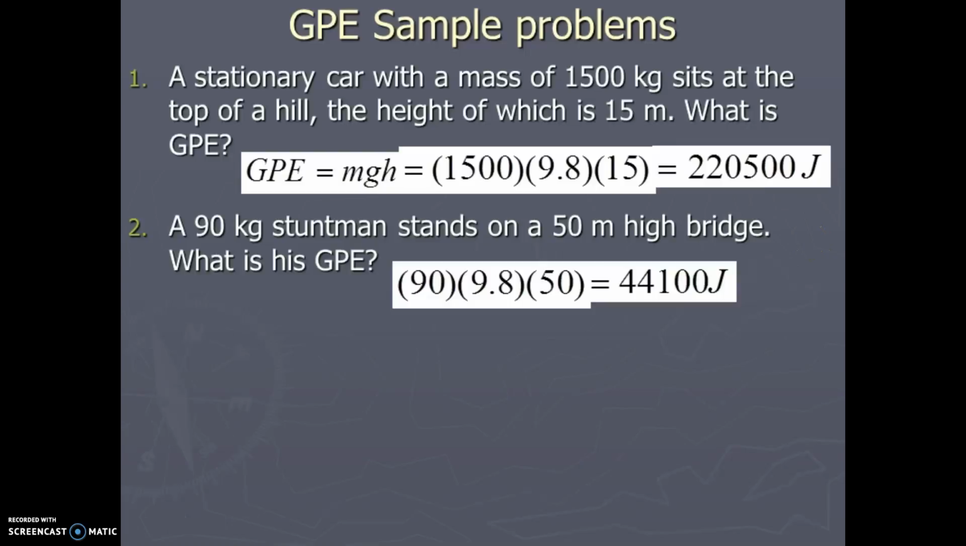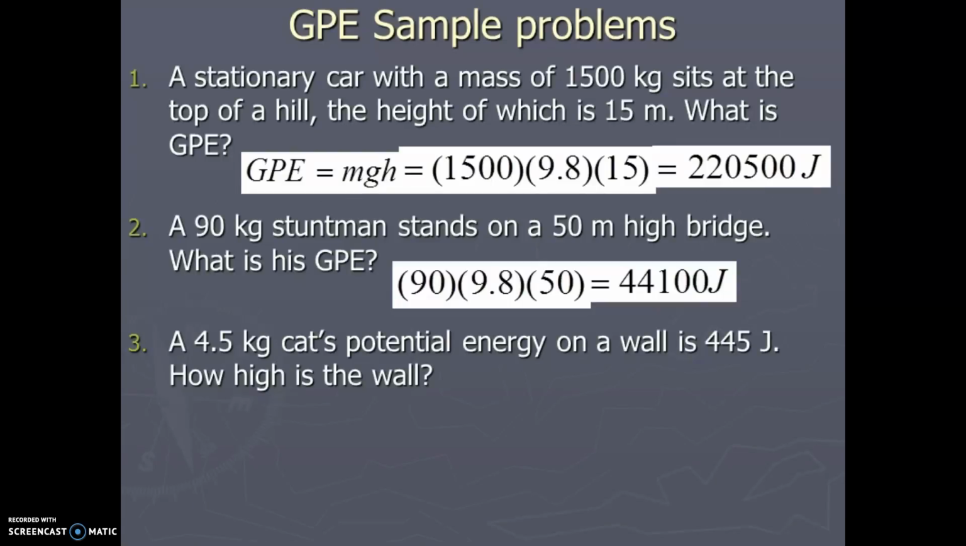Sample problem number 3. A 4.5 kilogram cat's potential energy on a wall is 445 joules. How high is the wall? In this problem, we are not asked to find the potential energy. We are asked to find the height. So let's start at the beginning with the formula. GPE equals mgh. We are given the potential energy. It's 445, so we want to plug that in right here.